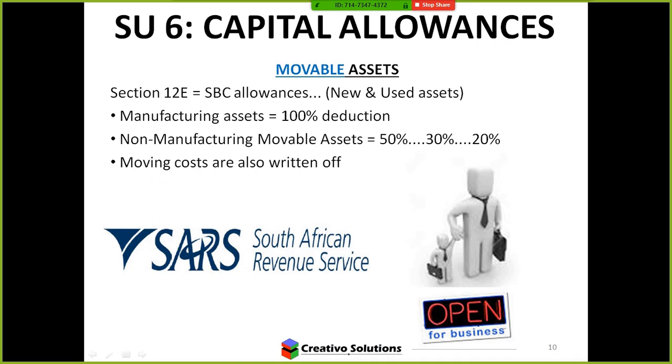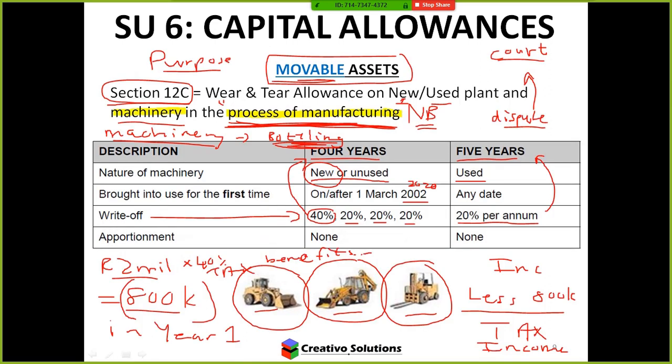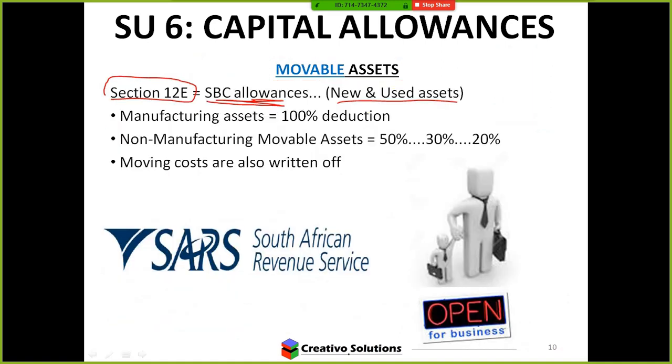Okay, so that was section 12C. Section 12E, what is this looking at? SBC allowances, new and used. So earlier we spoke about any type of business. Section 12C relates to any business. Section 12E relates to what? An SBC. What determines an SBC? Do you remember?